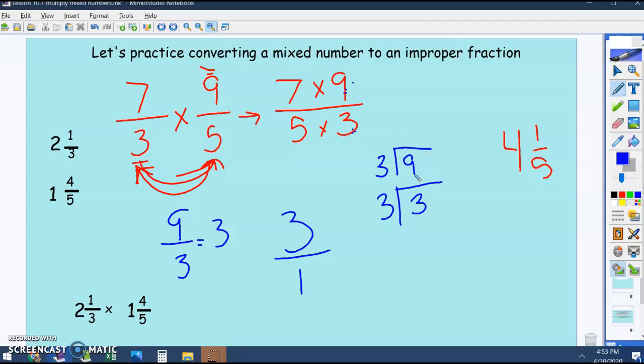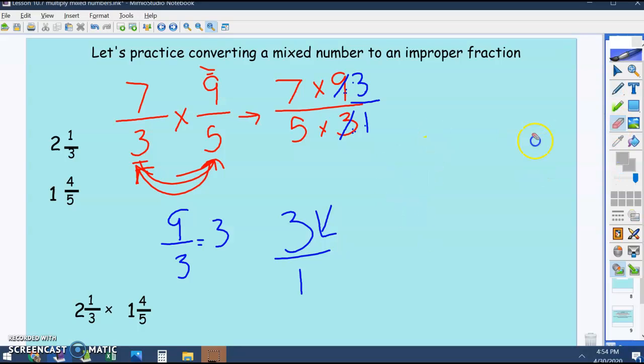So I'm going to ask myself, how many groups of 3 are in 3? And I'm going to do that right here. 3 goes into 3 one time. And now I'm going to do the same thing in here. How many groups of 3 are in 9? That's going to be 3. And notice now my 3/1 is the same as this, which we said 9/3 is 3. Okay. Hope you're following me.